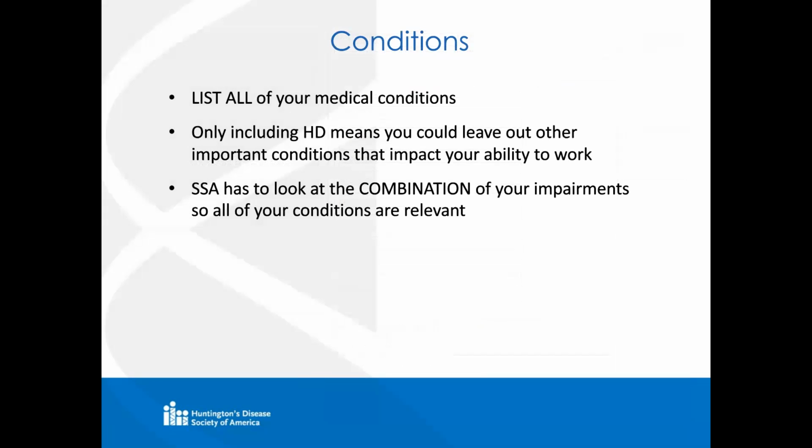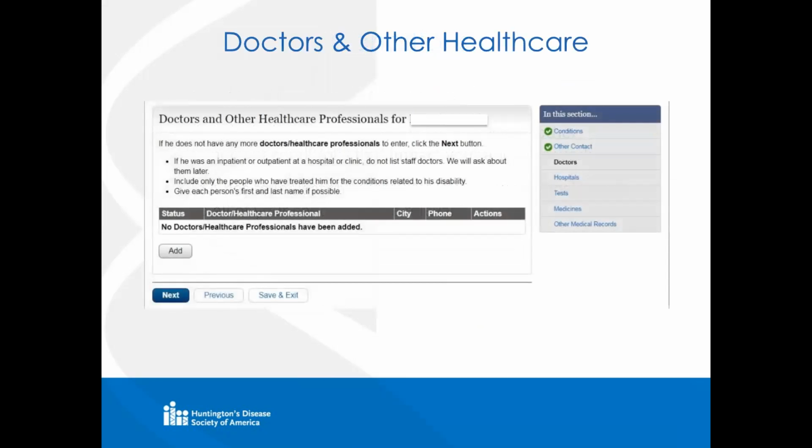And just to reiterate, list all of your medical conditions. Only including HD means you could leave out other important conditions that impact your ability to work. And again, Social Security has to look at the combination of your impairments, so all of your conditions are relevant. So once you list your conditions, the next thing Social Security is going to ask about is doctors and other healthcare professionals.